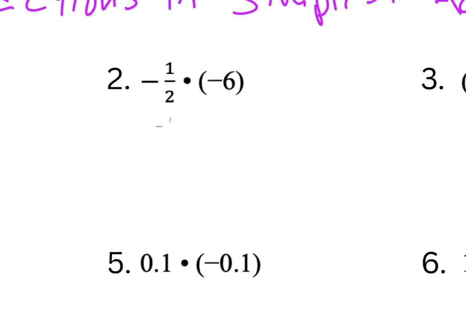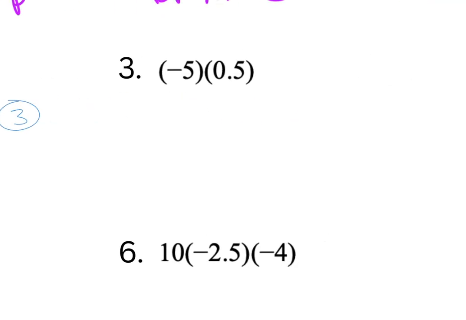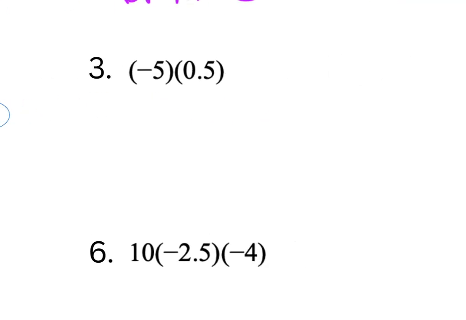This one is going to be negative 1/2 times negative 6 over 1. That's going to be positive 6 over 2, which is 3. Speaking of 3, 5 times 5 is 25. It's going to be negative. And then, as we know, the decimal needs to move one time, so it's negative 2.5.